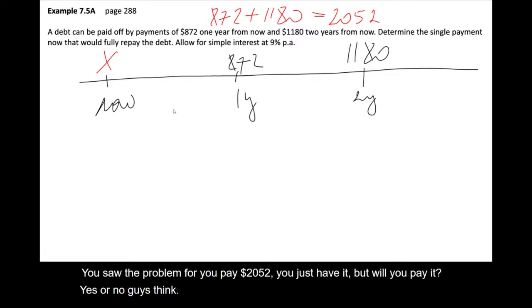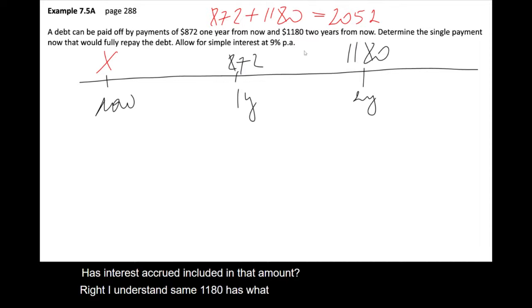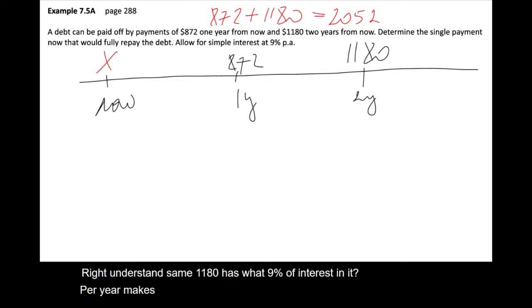Okay, what if I say that, at the point of today, now, $872 has interest accrued included in that amount? No, I wouldn't, because there's interest, right? Same with the 1180, which has 9% interest in it per year. So the amount now would actually be less than 2052. Yes, now will be less.